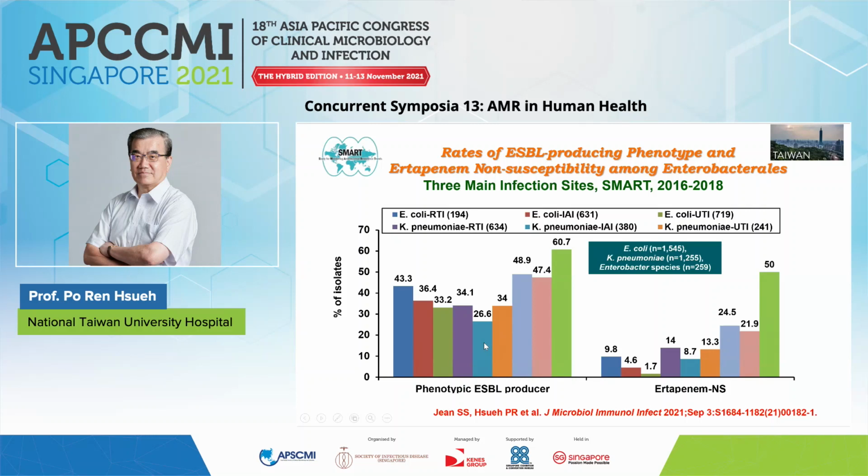But look at Taiwan. In Taiwan, we have some data, and this data is actually from SMART. This is the global SMART, and we get the Taiwan data from the global database. So the SMART data is from 2016 to 2018, covering 3 main infection sites and focused on the ESBL-producing phenotype and the carbapenem-resistant Enterobacterales.